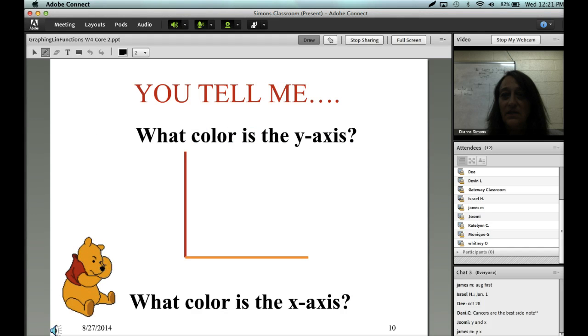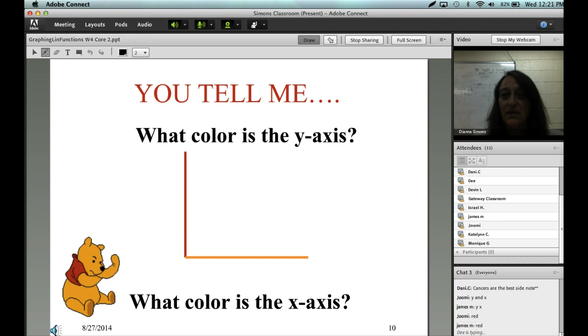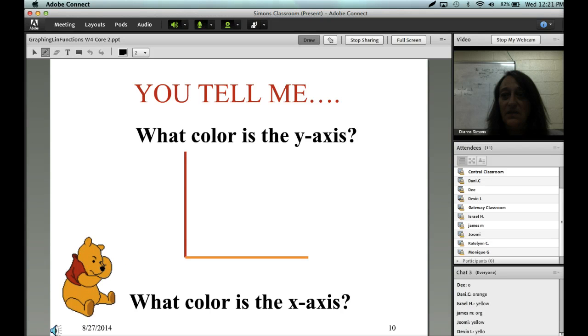All right, so just because it's fun to do, let's look at this. And what color is the Y-axis? Hopefully you can see the colors. Yes. What color is the X-axis? Yay. So you always have to have those two axes. And not always, but most of the time you will have those axes crossing each other.